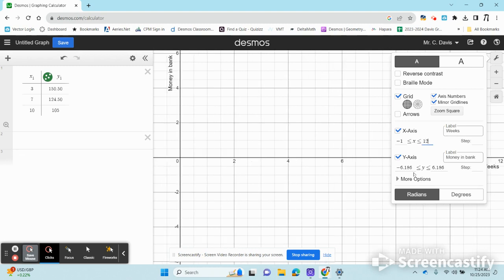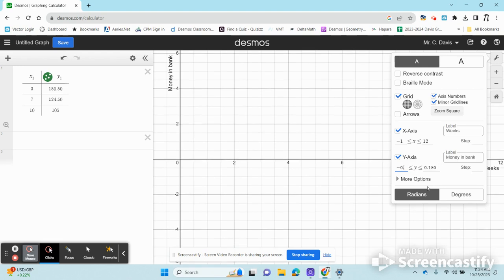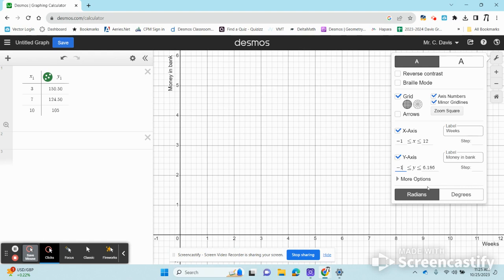Now I want to focus on the Y value. As we talked about, we don't really need negatives, but I am going to want to see the Y-axis. So I'm going to leave it at maybe -1. And you'll notice that the window is changing. We still don't see any data here though, because we're still only going up to 6. For me, I see that my highest Y value is 150.5.